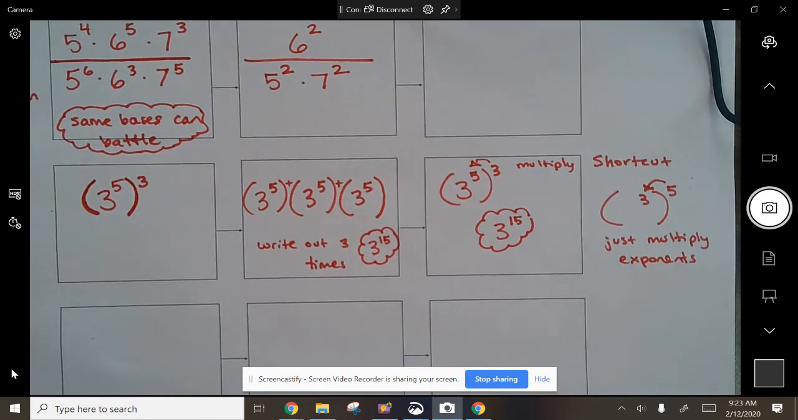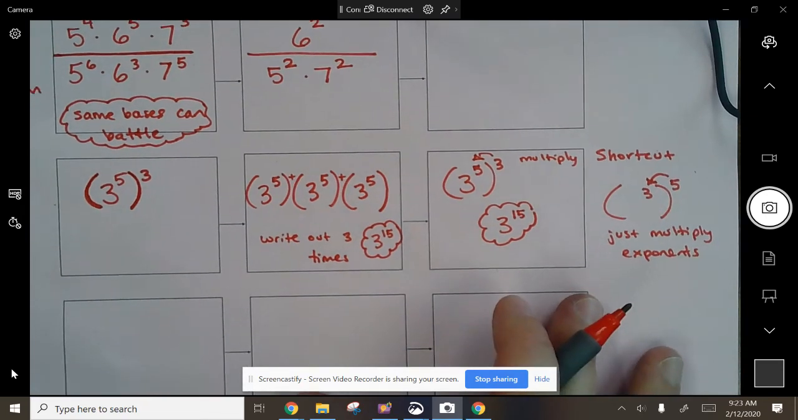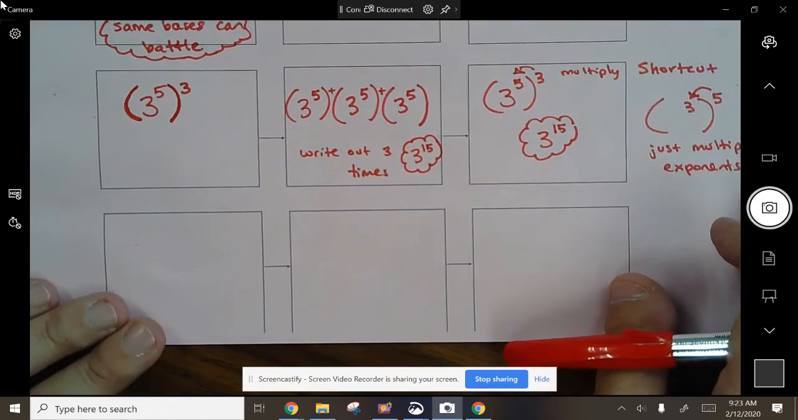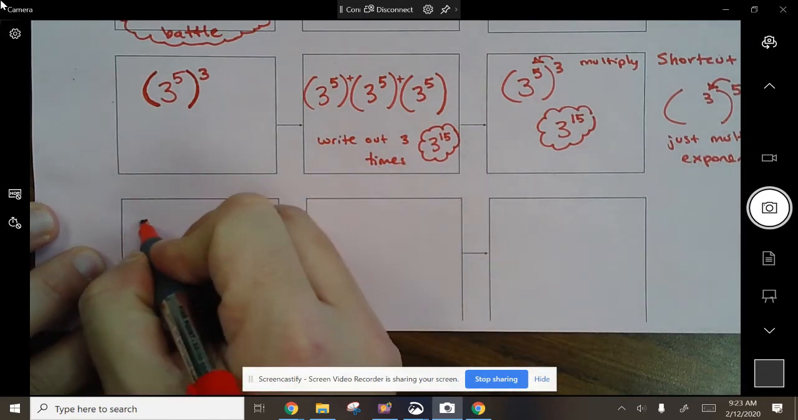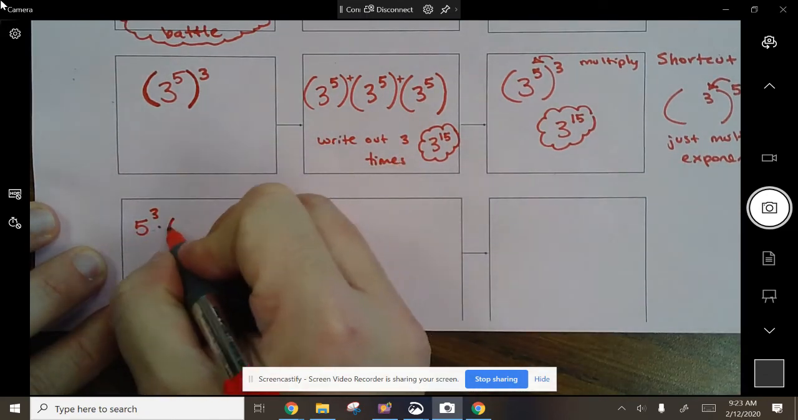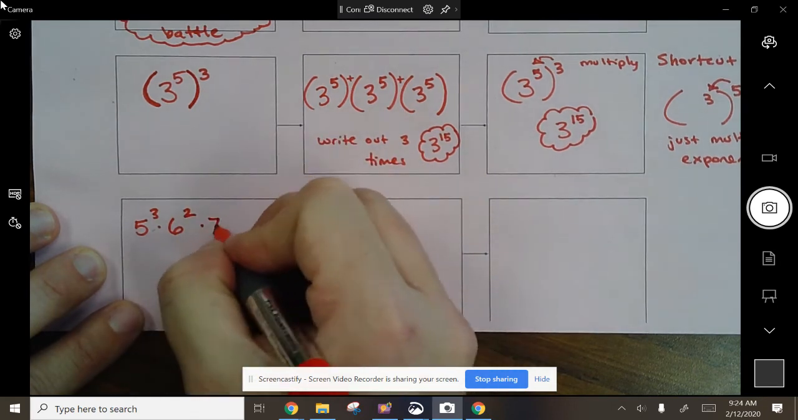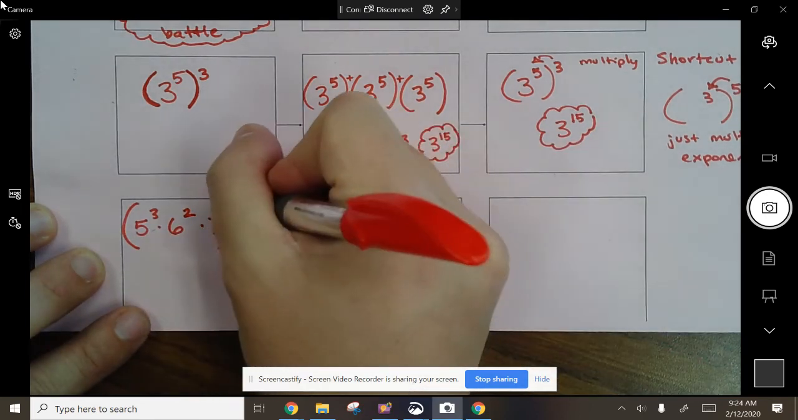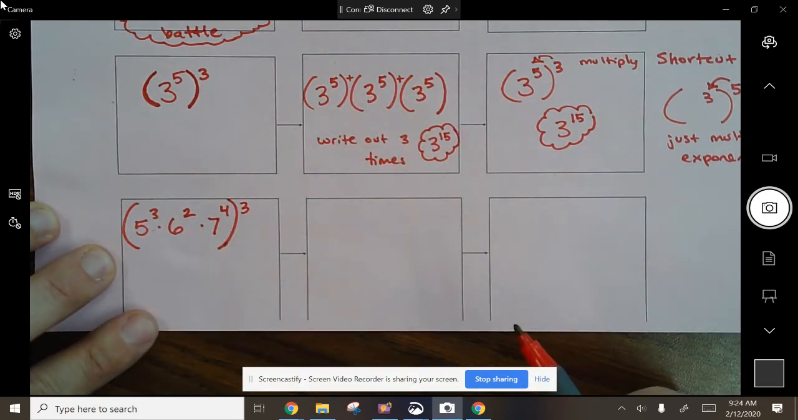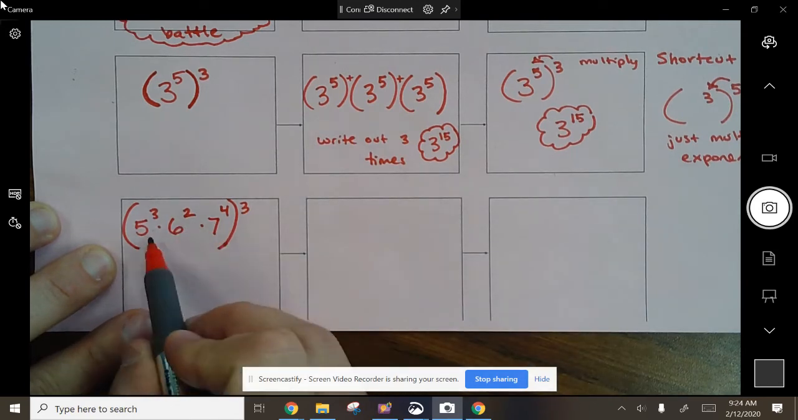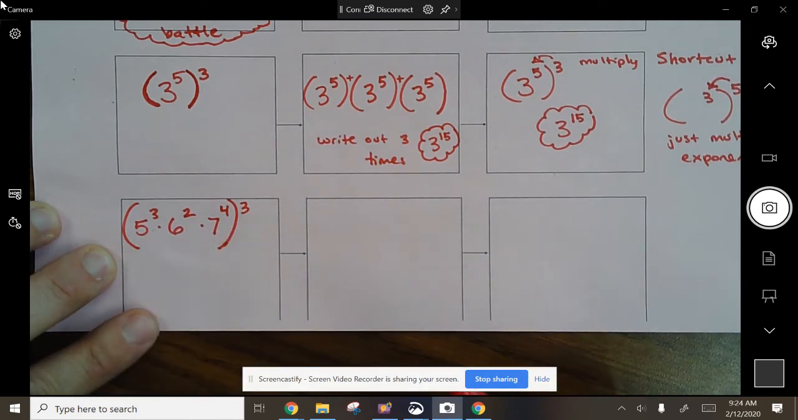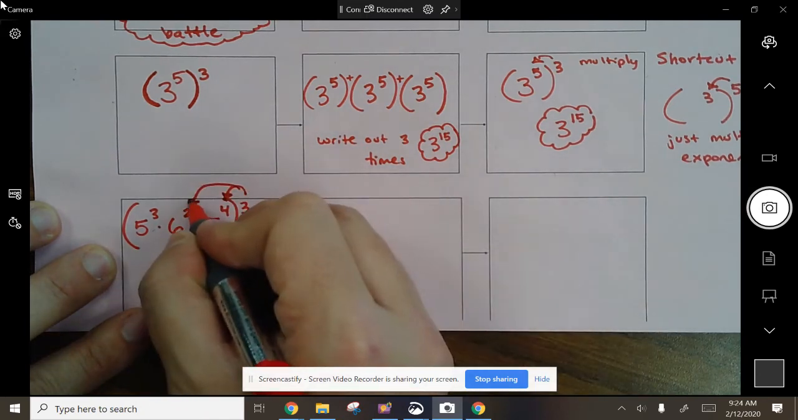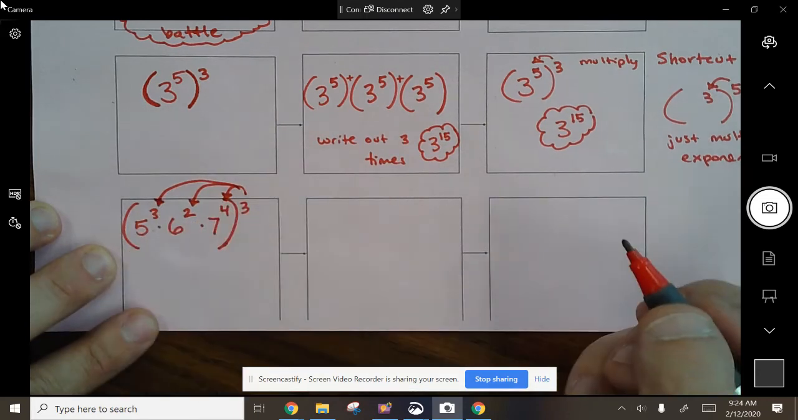All right. Now, let's level this concept up a little bit more by looking at it this way. What if I said 5 to the 3rd times 6 to the 2nd times 7 to the 4th, all in parentheses, quantity 3? All right. I don't want to write this out 3 times. It's kind of lengthy. I want to use my shortcut. So the shortcut would be multiply here, multiply here. You can multiply all of those exponents.